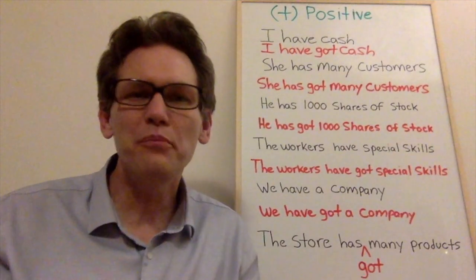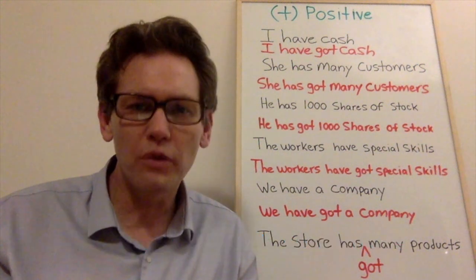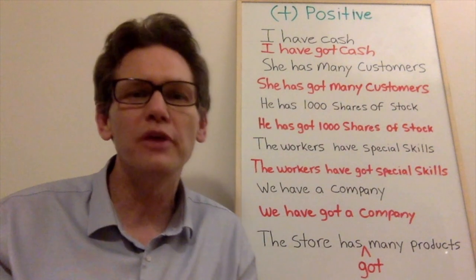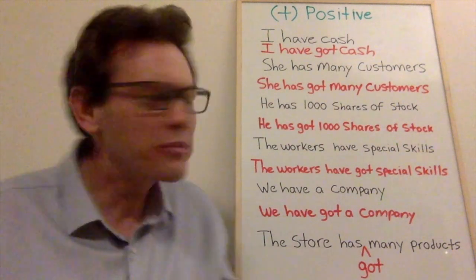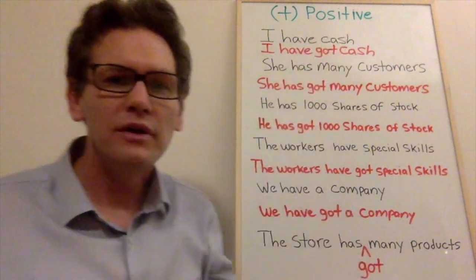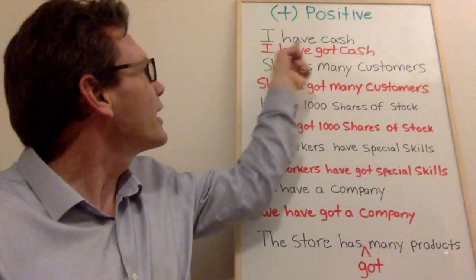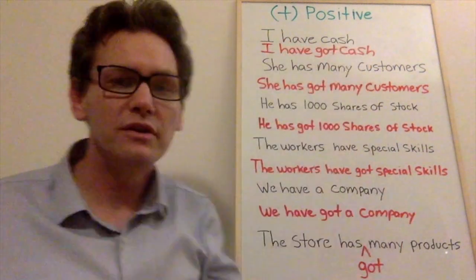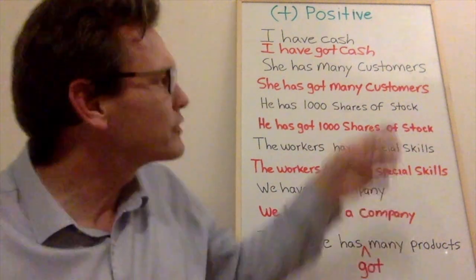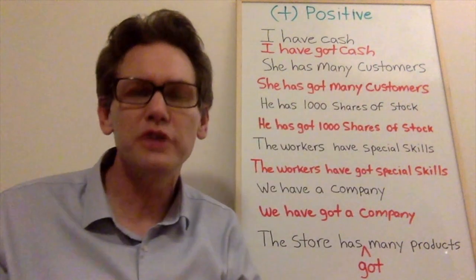Okay, so here are some business English sentences I wrote on the board using two different forms. Remember, one form is American English and the other form is British English. So look up here. I have cash. That is the American English form. The next one, I have got cash. That's the British English form. So as you can see here, the only difference is pretty much got. And got indicates the British English form.